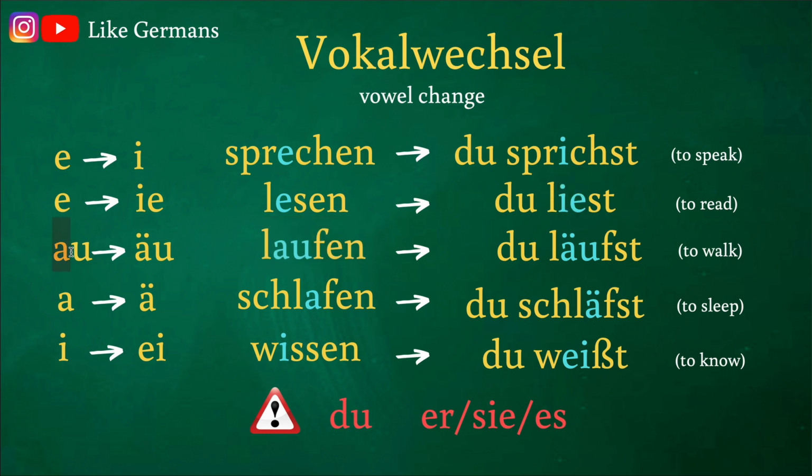The au can become an äu, an umlaut. For example, laufen, to walk, du läufst. The a can also become an ä, an umlaut. For example, schlafen, du schläfst, to sleep. The ei can also become an ei. For example, wissen, du weißt, to know. Now, this does not always happen when you conjugate irregular verbs in German. It just happens with du and with er, sie or es.